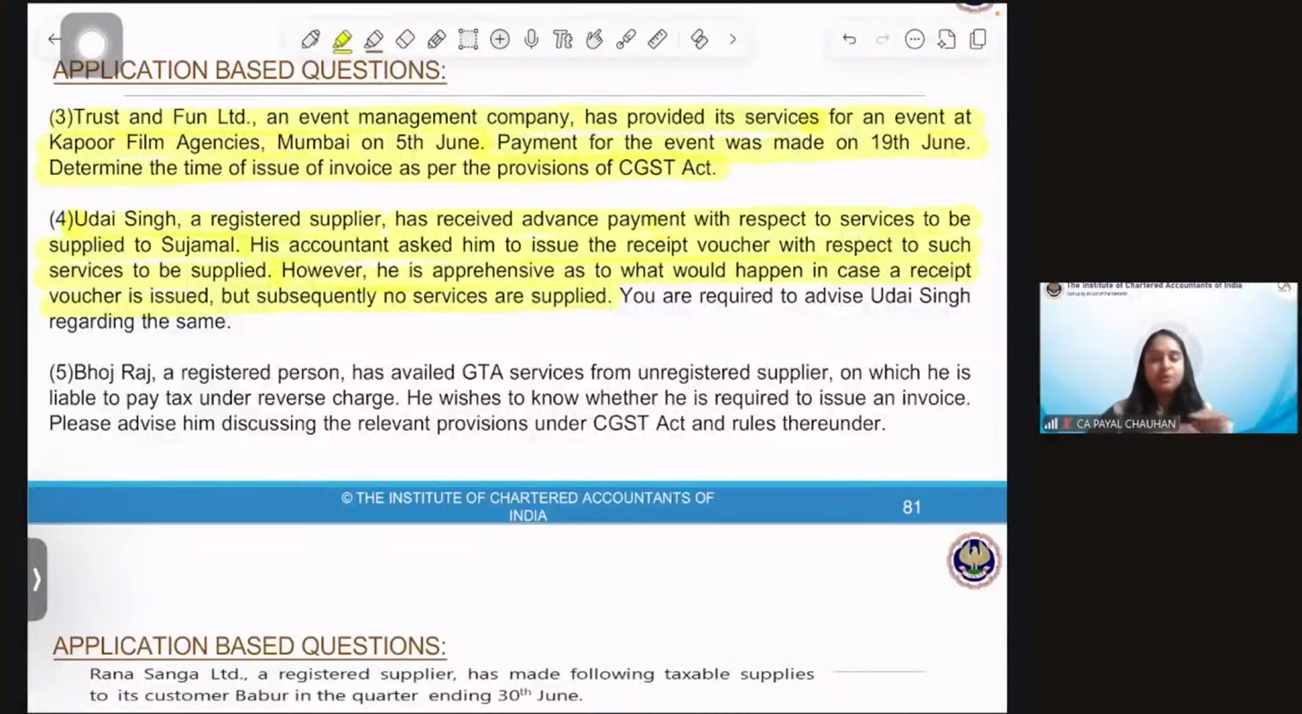First question to you people. Is a receipt voucher required to be issued by the supplier if he takes an advance? Perfect. Yes. If due to any reason, neither the invoice was issued, nor the supply was made, I'll refund you the money. What will I give you? Perfect. I'll give you a refund voucher. Perfect. You have the answer.